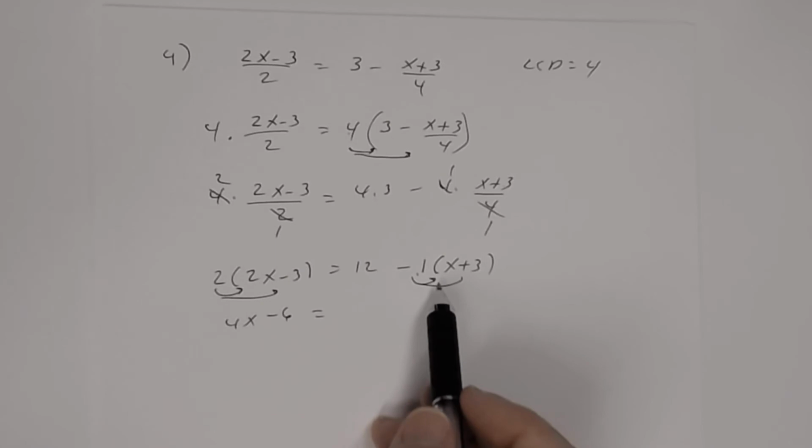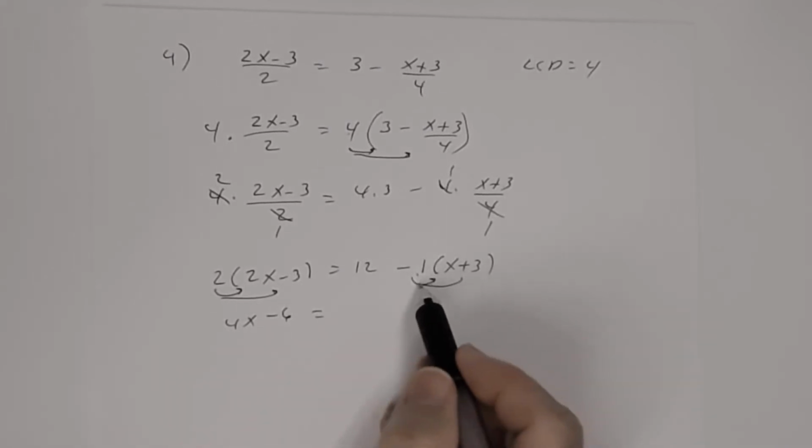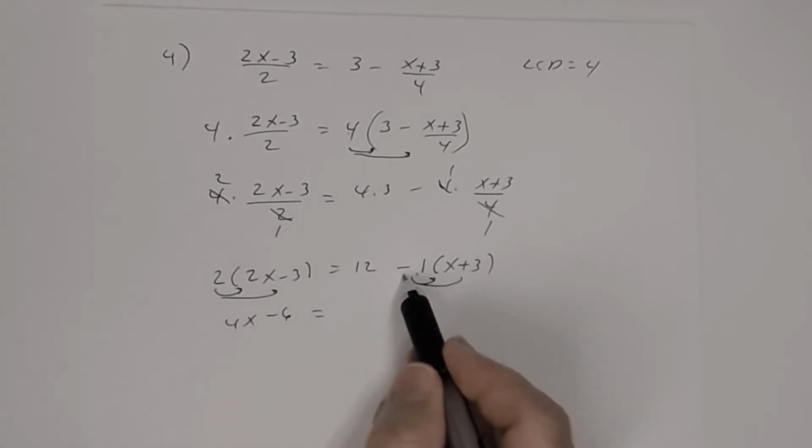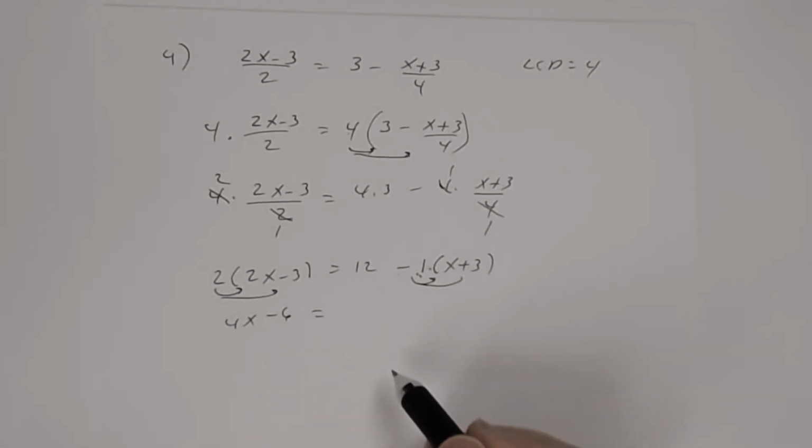Remember, order of operations. You have to do multiplication. See, the distributive property is a multiplication idea. This is subtraction, so you got to do multiplication before you subtract, okay? So you got to be careful. Don't say 12 minus 1 is 11. You got to multiply first and then subtract.